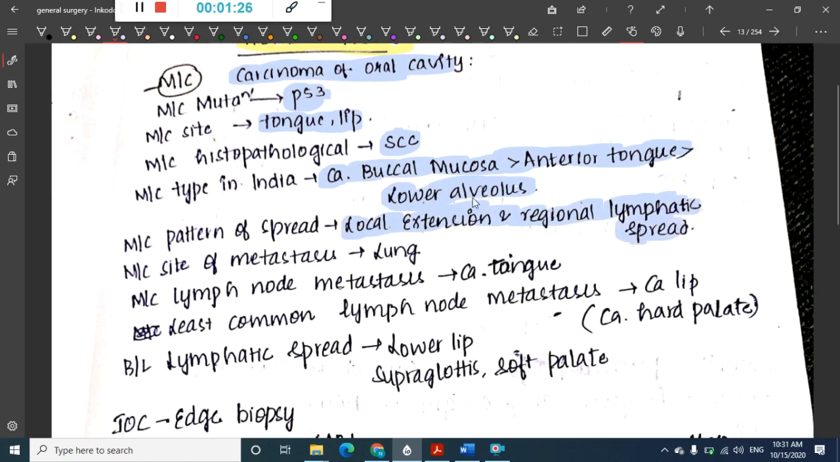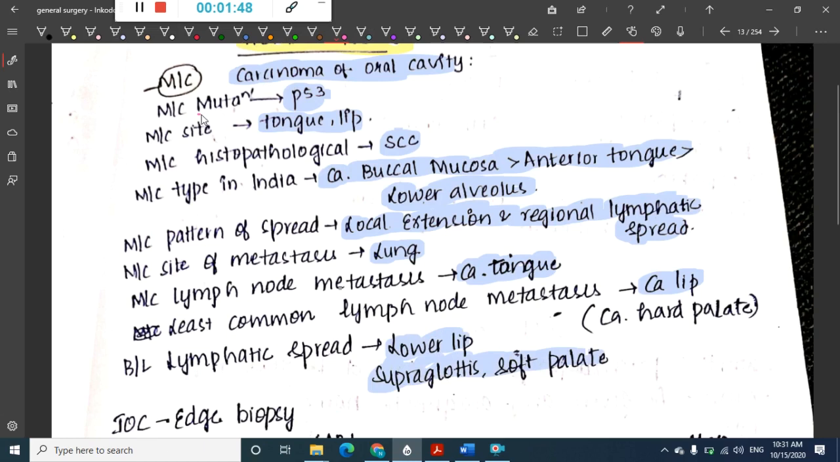Most common site of metastasis is the lungs. Most common lymph node metastasis is seen in carcinoma of the tongue. Least common lymph node metastasis is seen in carcinoma of the lip. Bilateral lymphatic spread is seen in lower lip, supraglottis and soft palate.